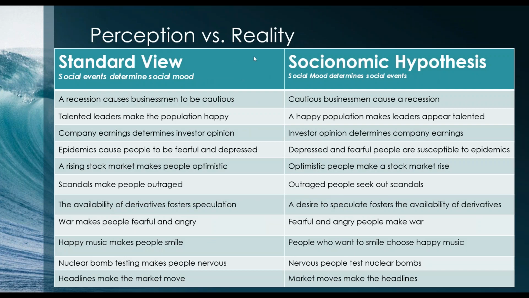So this is the perception versus reality. The standard view is what common knowledge says, or what we tend to take for granted. The standard view basically says that a recession causes businessmen to be cautious, and the socioeconomic hypothesis, or what social mood says, is that cautious businessmen cause a recession. So if a businessman is cautious, then they cause a recession by contracting.